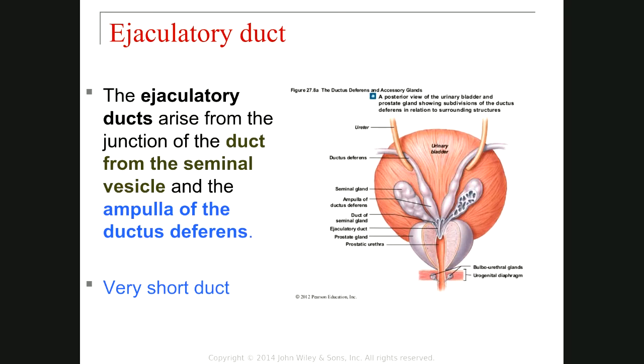And here you can see the ejaculatory duct. These two dilated parts are the ampulla of the vas deferens. Here you can see the seminal vesicle in the back of the bladder. Their ducts combine and make the ejaculatory duct, which enters the prostatic urethra. These ejaculatory ducts are very, very short ducts.